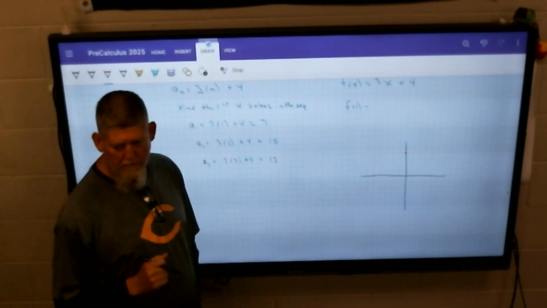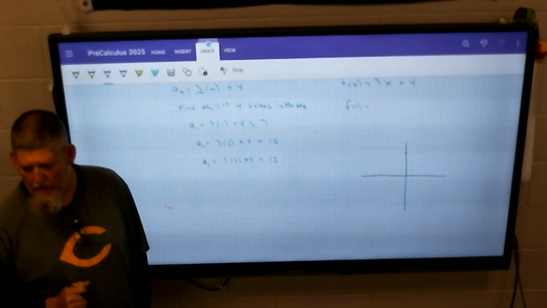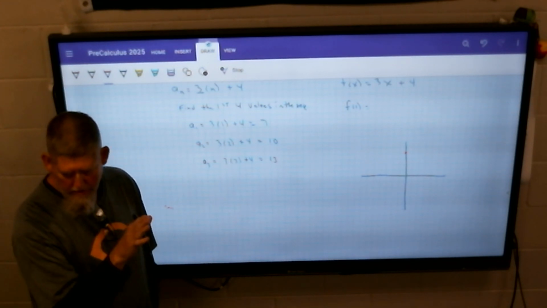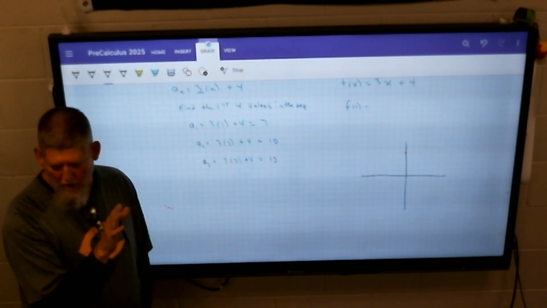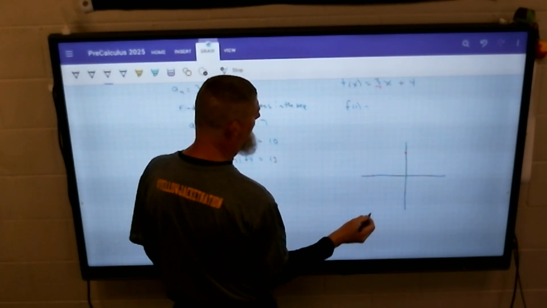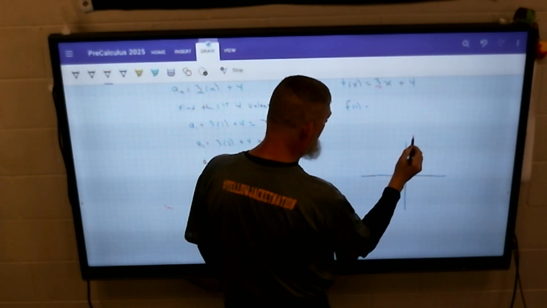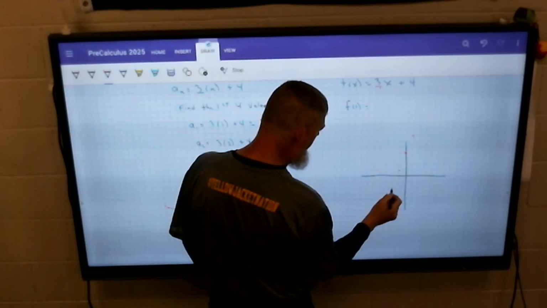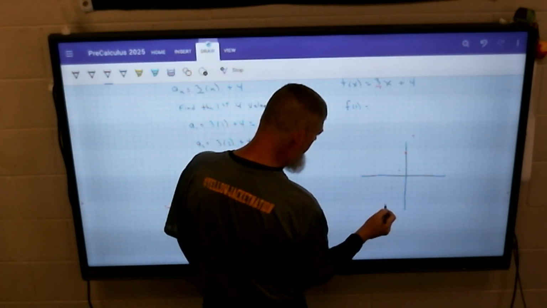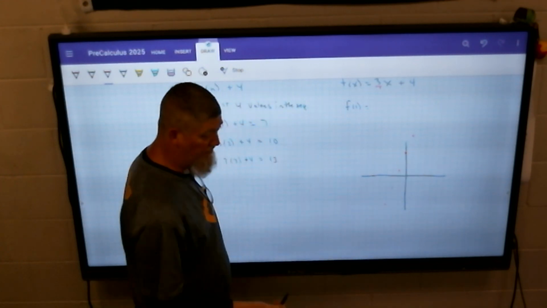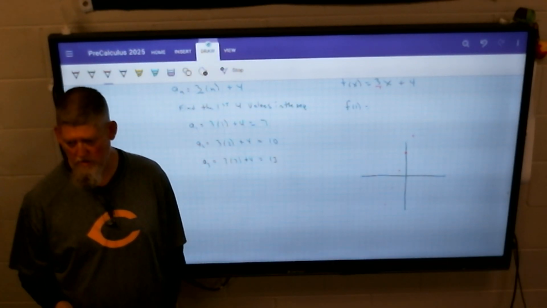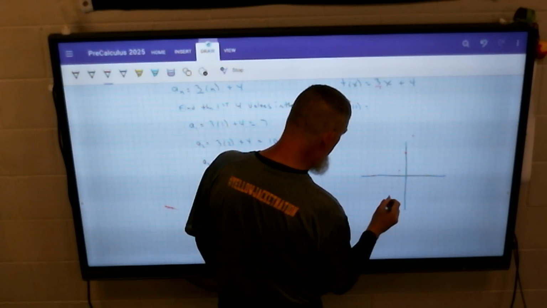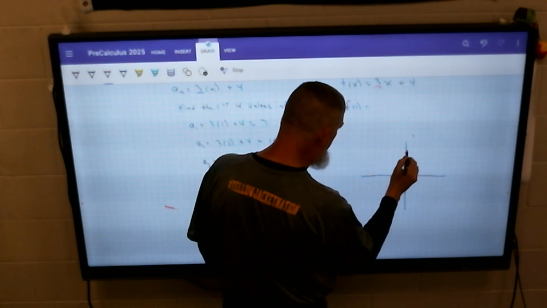And then what's my slope? 3. So that means up 3 over 1. Or down 3 and over 1. Now, with a function, what did I do to those points? I connected them. And someone tell me, what does it mean when I connect these points?